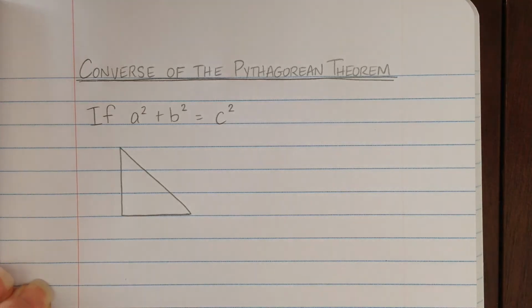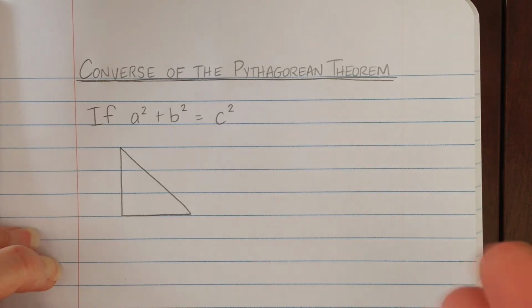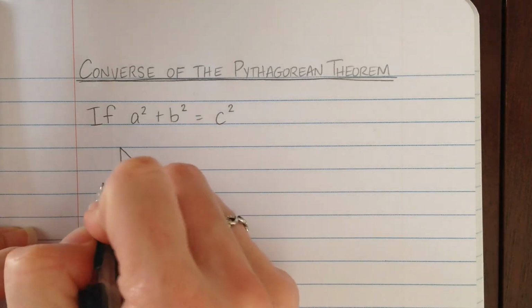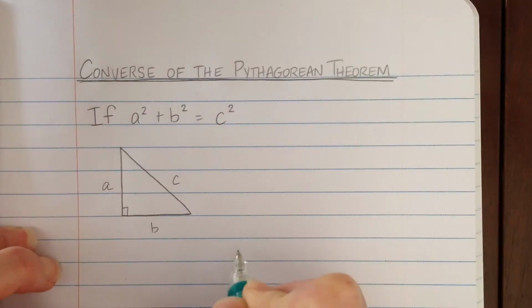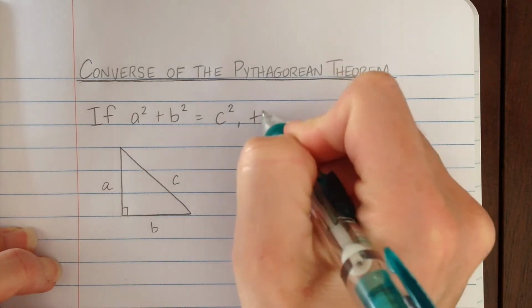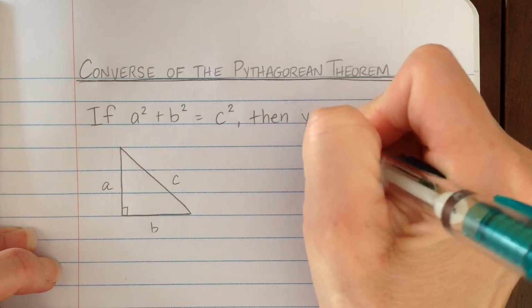All right, let's talk about the converse of the Pythagorean theorem. This sounds much more complicated than it is. Basically, this is just stating that if a squared plus b squared equals c squared, where a and b are legs and c is the hypotenuse, then the triangle is a right triangle. Then you have a right triangle.